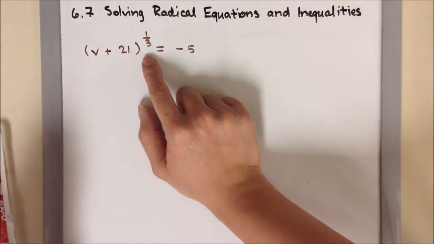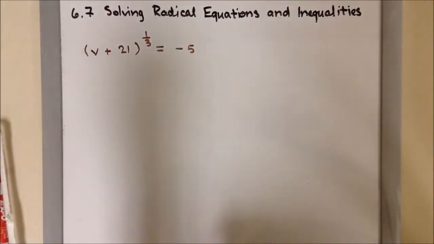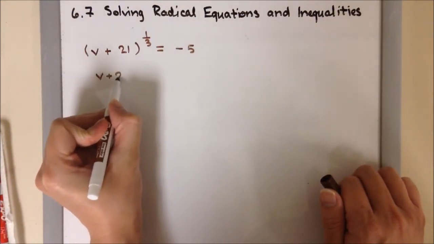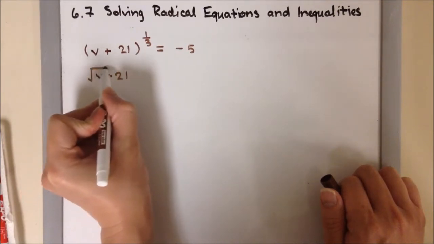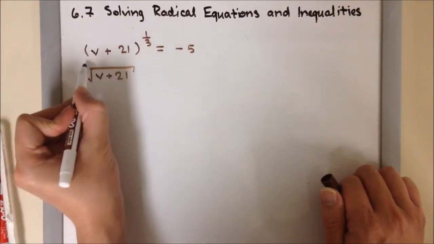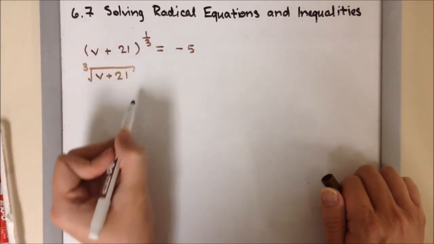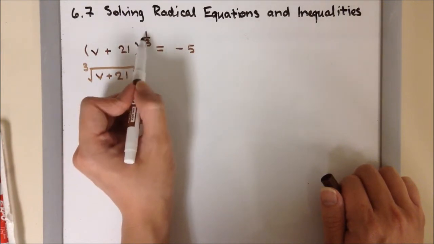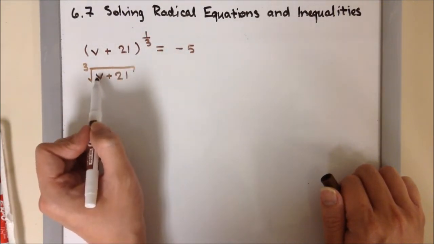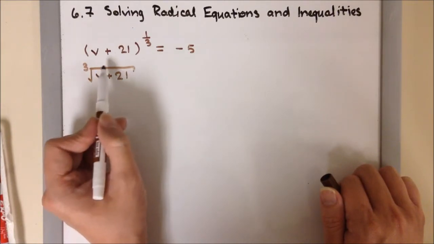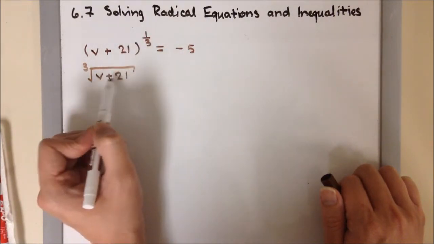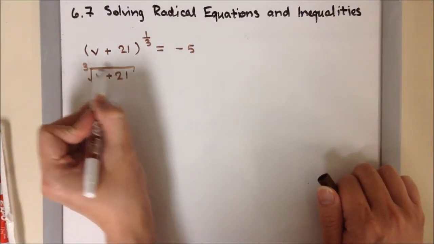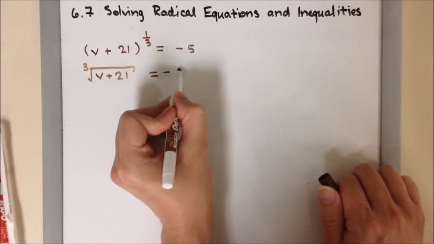So what we can do is convert into radical form. The inside will be the same, v plus 21 with the radical, but this time with our denominator of 3, so it's going to be a cube root. Since our numerator is 1, and only if the numerator is 1, I don't have to put v plus 21 in parentheses. So if the numerator is 1, you just write the inside without parentheses. And I'm setting the cube root equal to negative 5.